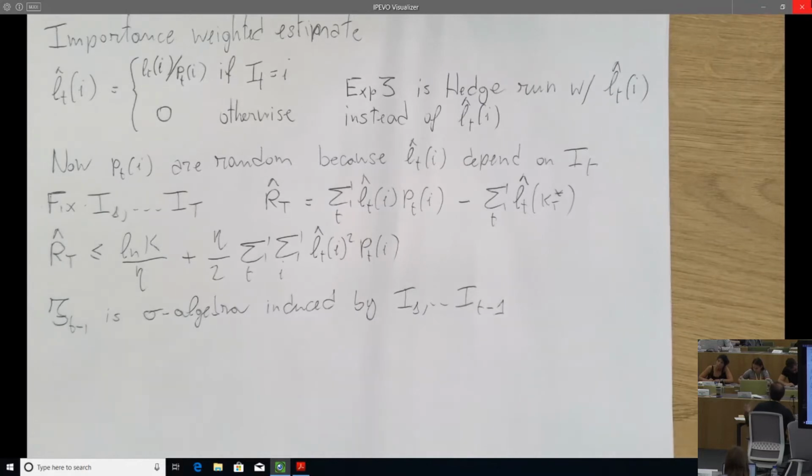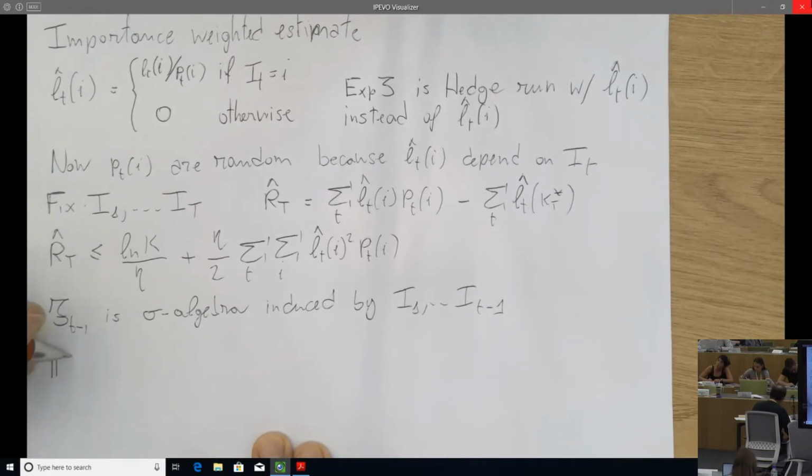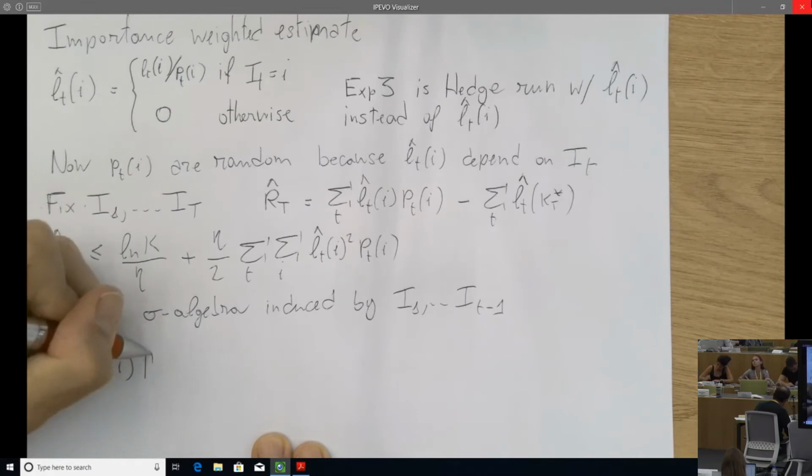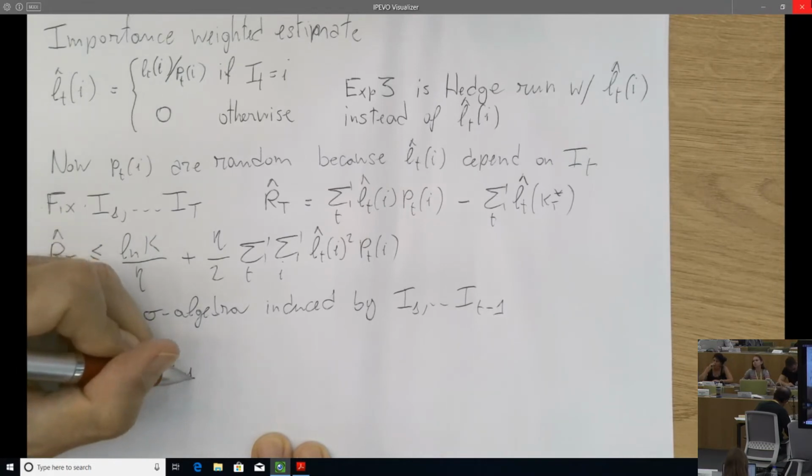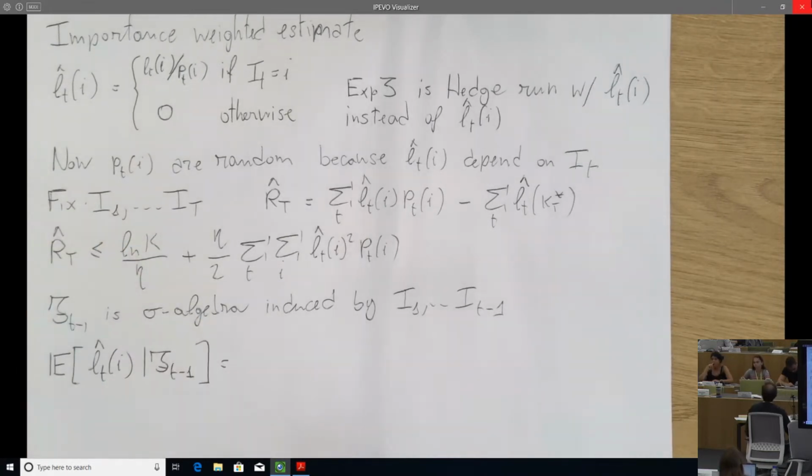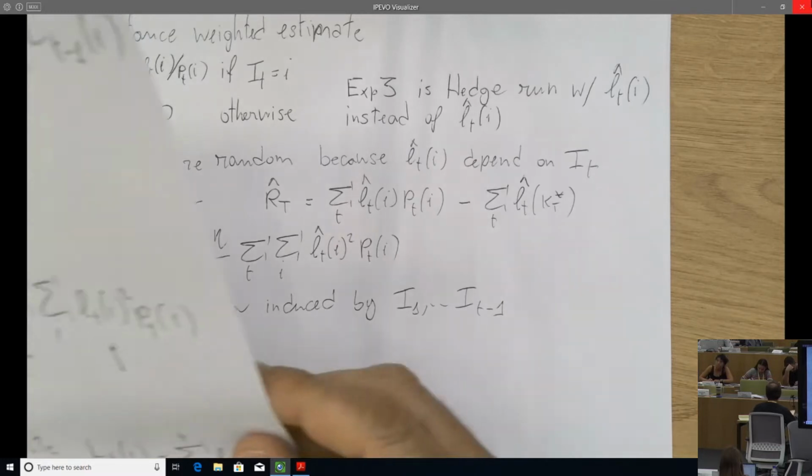I will use this for conditioning. Okay. So now let me do a very simple computation. Let's look at the conditional expectation of a loss estimate at any given time t and for any action I. I'm conditioning on the past. So how do I do this computation? Okay, that's super easy, right? Let's look at the definition of these things.